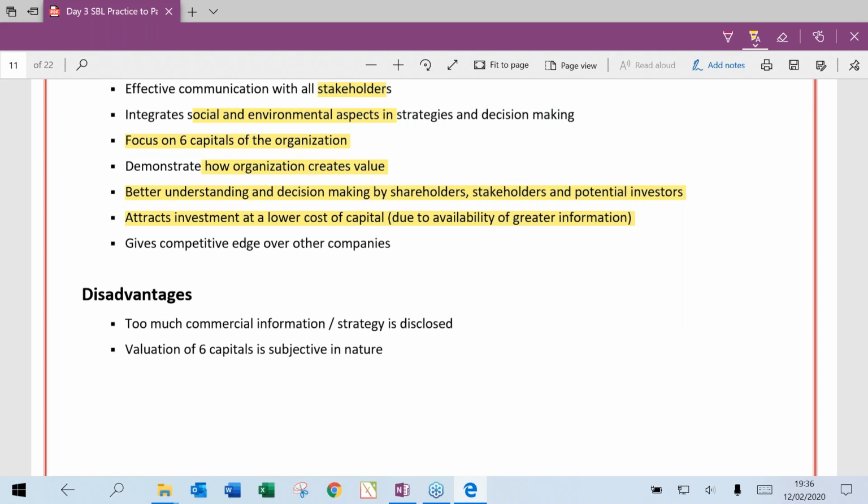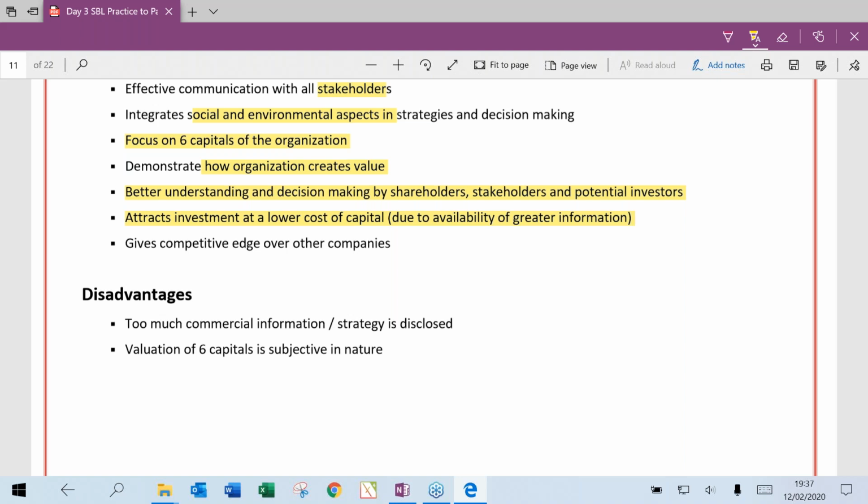Too much commercial information or strategy is disclosed. Do you agree? Absolutely, yes. Now, who's going to disclose their core strategies, their future strategies? The competitors will really jump on us if we tell them all our plans and secrets for the future. So, this is one of the reasons why integrated reporting is not mandatory, and generally, it is not used by commercial organizations as of now.